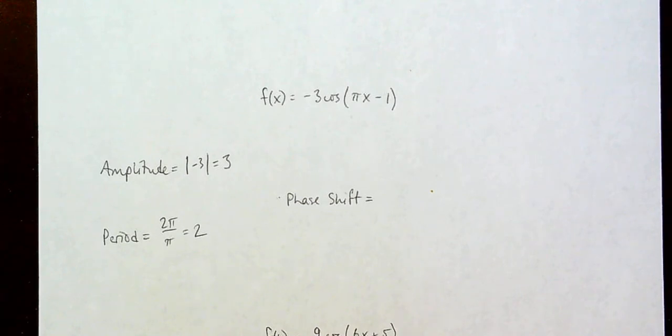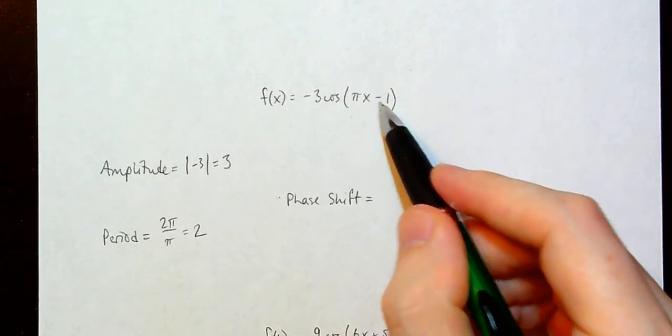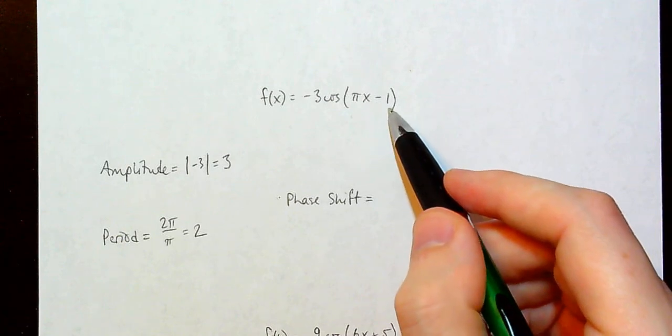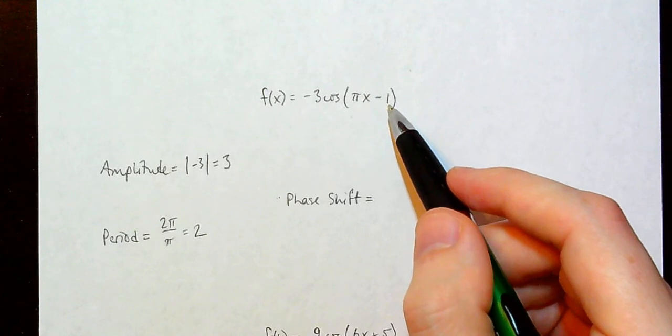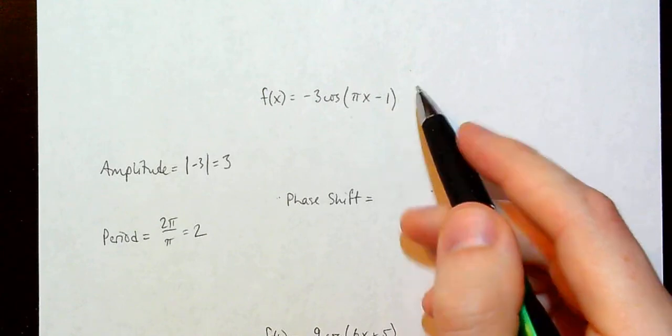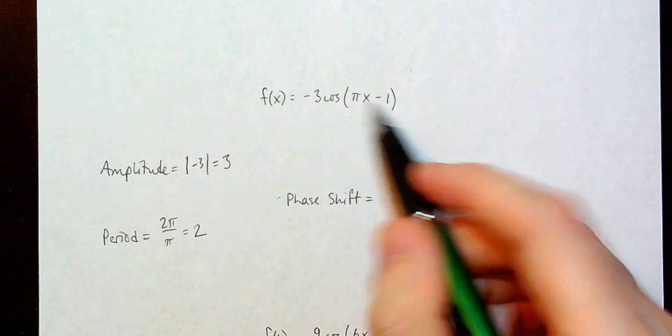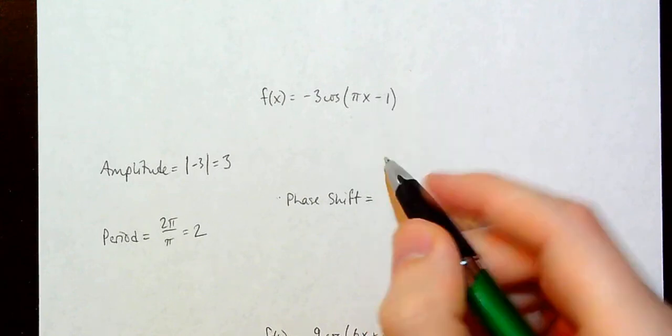And then phase shift. Once again, if there's a minus here, this number, your C value, is going to be positive. If there's a plus sign here, your C value is going to be negative. So it's going to be a positive 1 divided by my B value, pi.